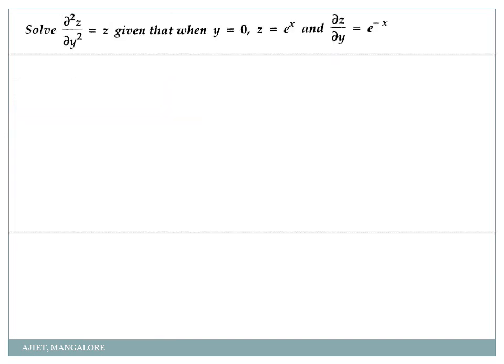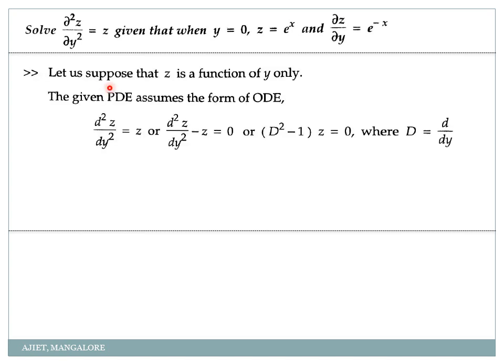The next problem: solve dou square z by dou y square equal to z, given that when y is 0, z is e power x and dou z by dou y is e power minus x. Now my question is, here which is a variable and which is a constant? Keep one thing in mind, I have y here, so my variable is y. So which is constant? x is a constant. Very simple. Okay. So first I'll assume that z is a function of only y.